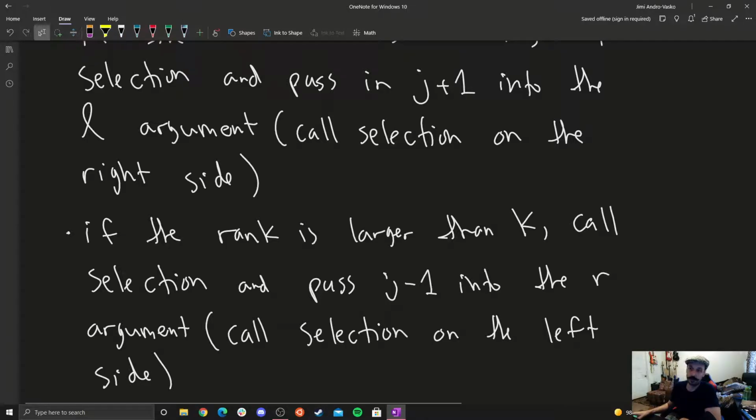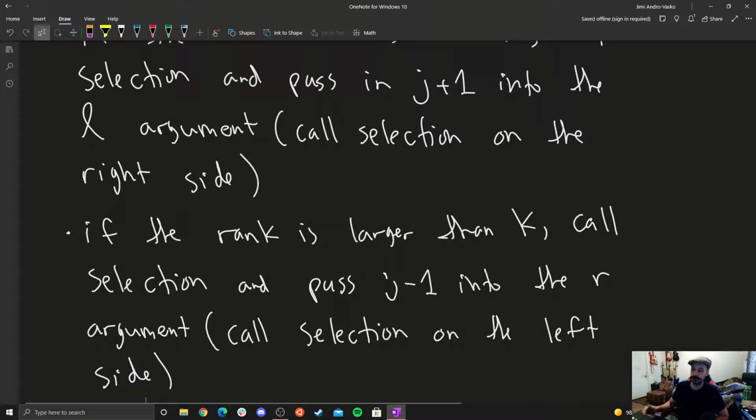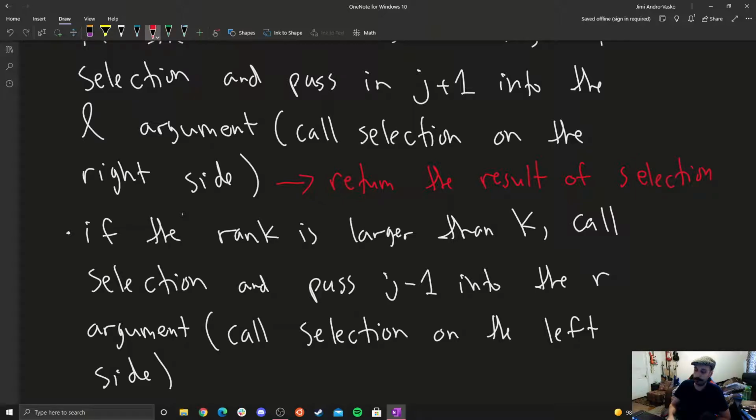And of course, you're going to return the result. So when I call the selection on the right side, it's going to go through recursion and it's going to return back the median. It will find it eventually. So both these if statement cases return the result of the selection. So I'll put this here in red. Return the result of selection. And same idea over here. Just return what this function returns.